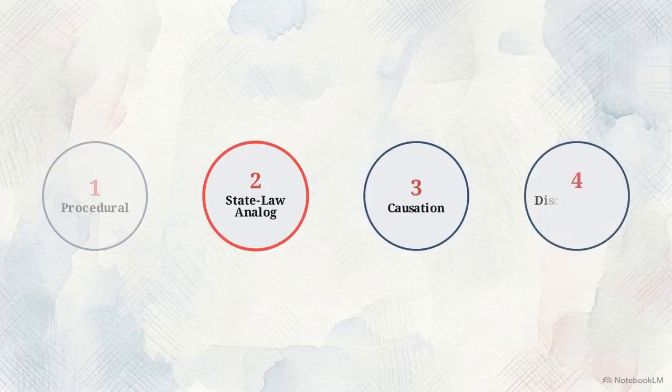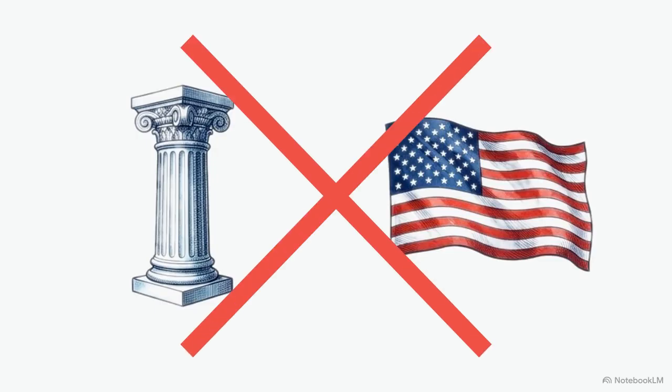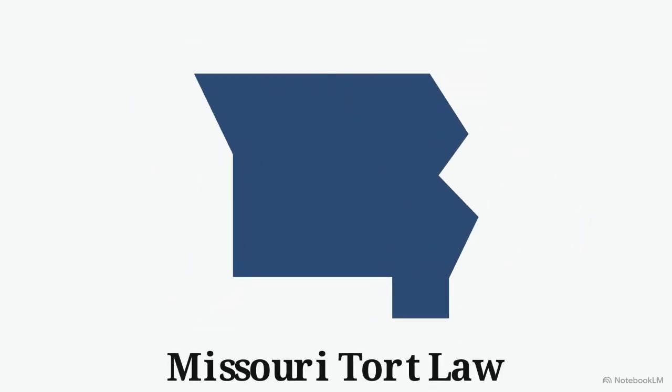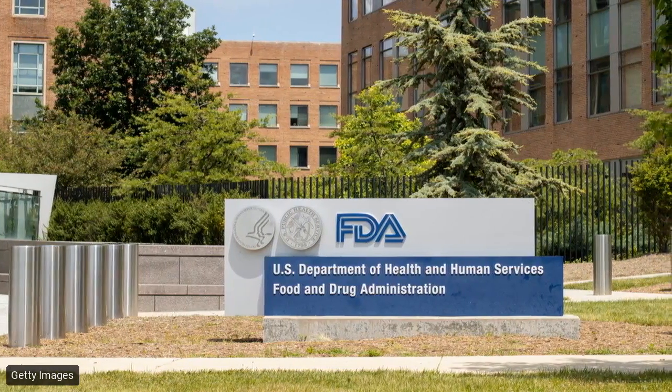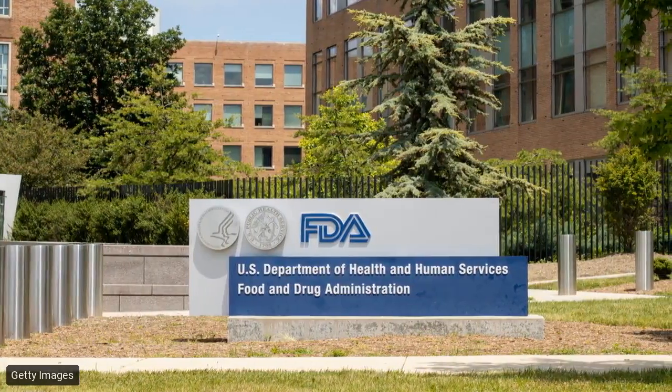The second hurdle is the state law analog. The FTCA requires that the United States is liable only if a private person would be liable locally. You cannot sue for a generic federal violation. The conduct must be translated into a localized state tort. Because the impact was felt in Missouri, the complaint maps the actions of the FDA and CDC into Missouri common law.